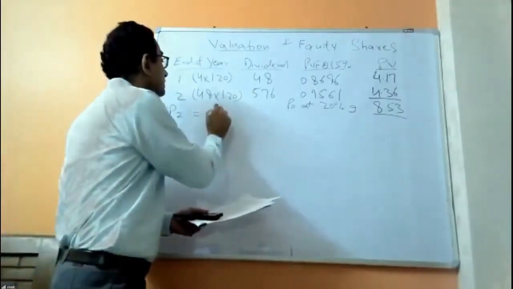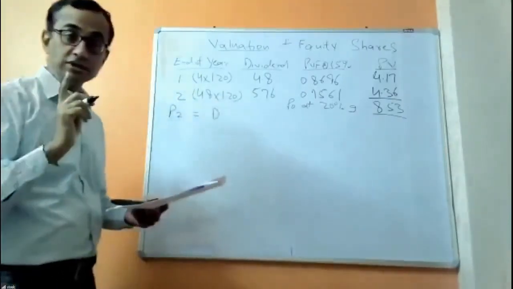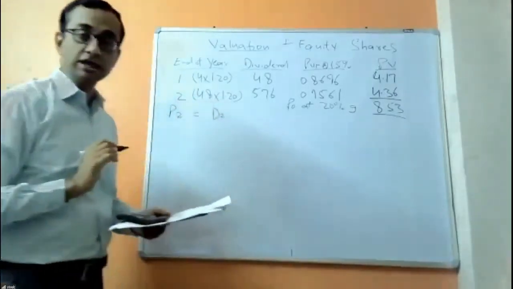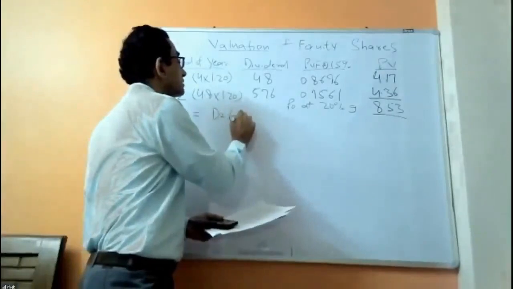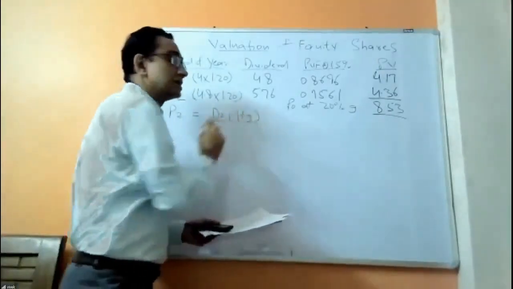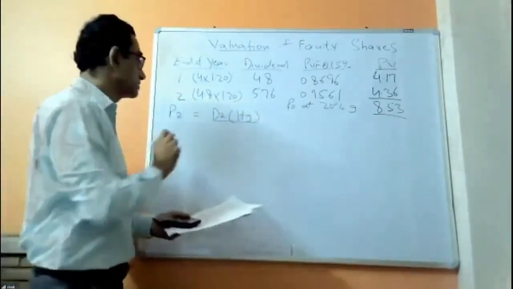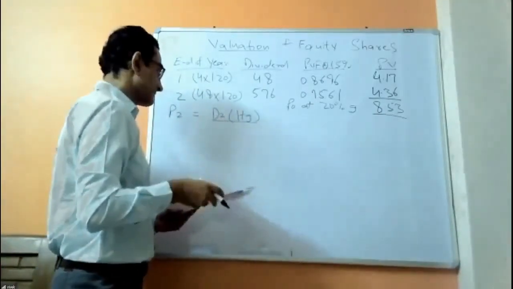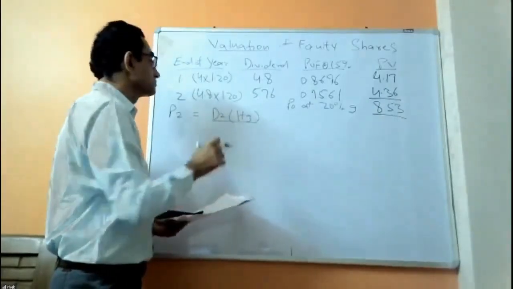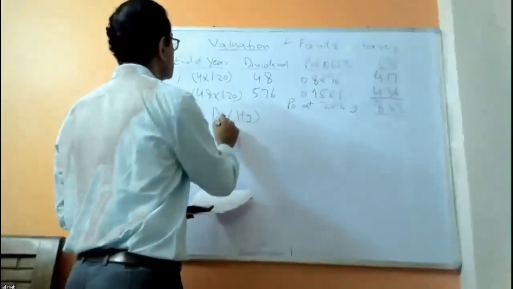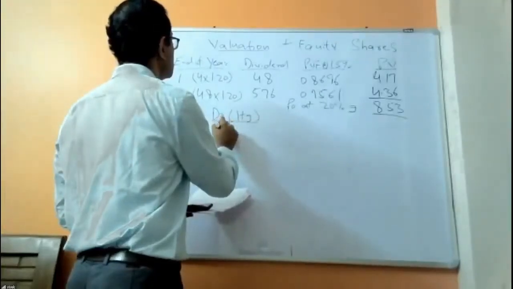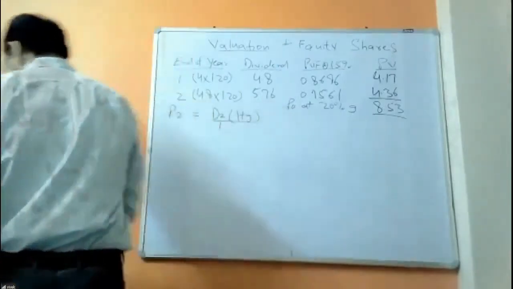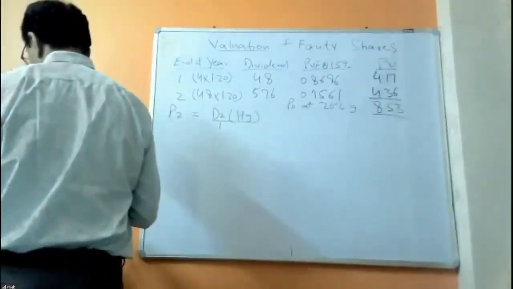The present value at the beginning of the third year will be the dividend at the end of the second year multiplied by the growth rate, then it will come to dividend at the end of the third year upon Ke minus g. Just wait for a second.